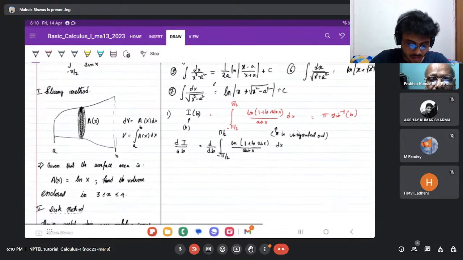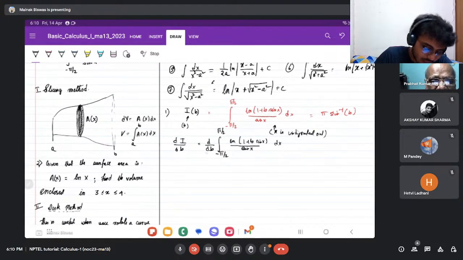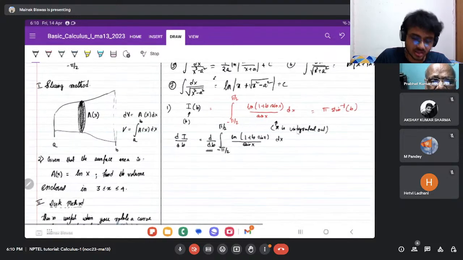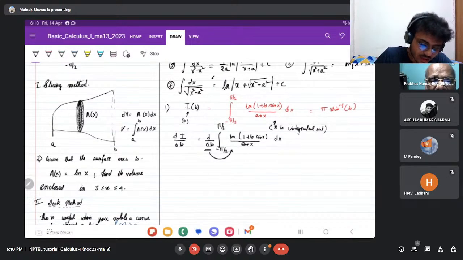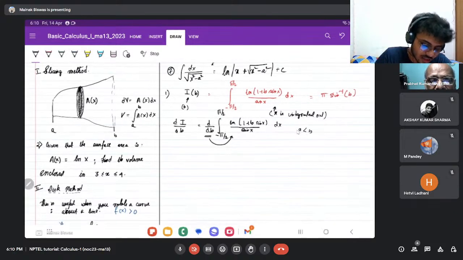So what happens when you do this? Since it does not depend on the variable of integration, you can take the derivative inside, provided the function is differentiable and integrable. The function log of 1 plus b sine x is proper. Hopefully b is between 0 and 1, as told. So the function is defined, differentiable and integrable. Let's consider differentiable only for the time being.